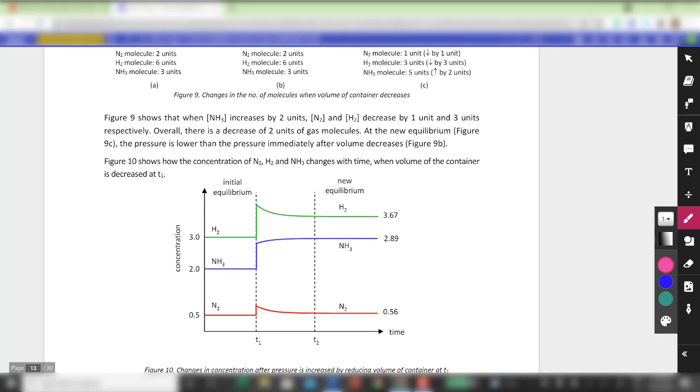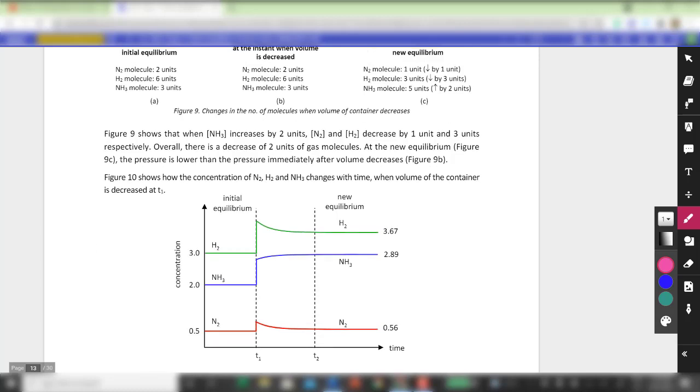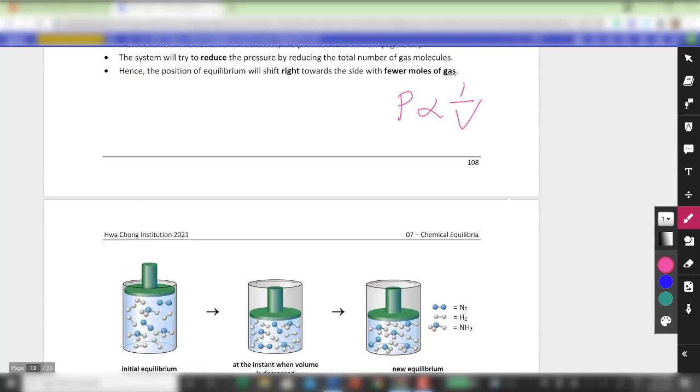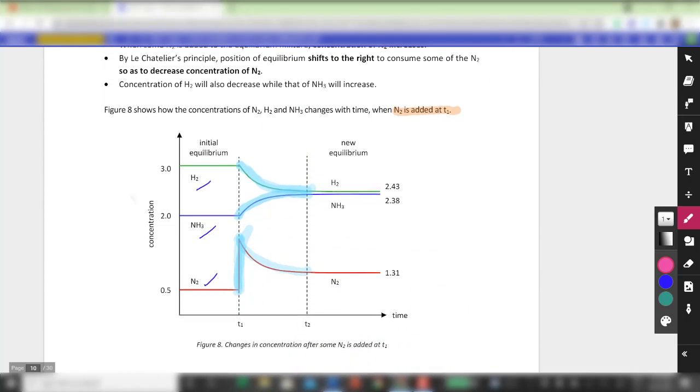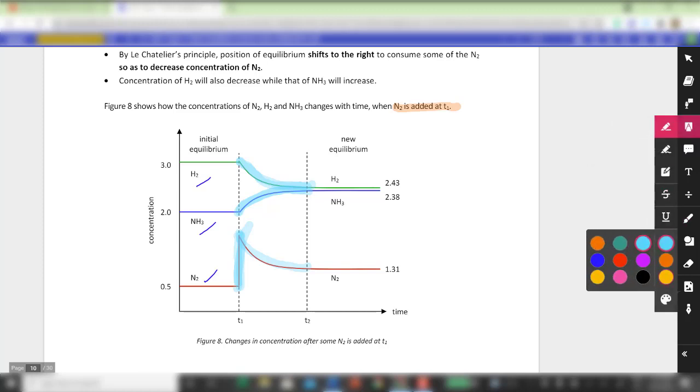So again we have hydrogen, ammonia, and nitrogen in the original equilibrium. What happens when we decrease the volume? This is a little bit different from the earlier example, so please take note of the difference. In the earlier examples, we artificially introduced one of the reactants, in that case nitrogen, so that the concentration shoots up instantaneously because it is all introduced at one time. Even if you look at partial pressure, it will shoot up as well.